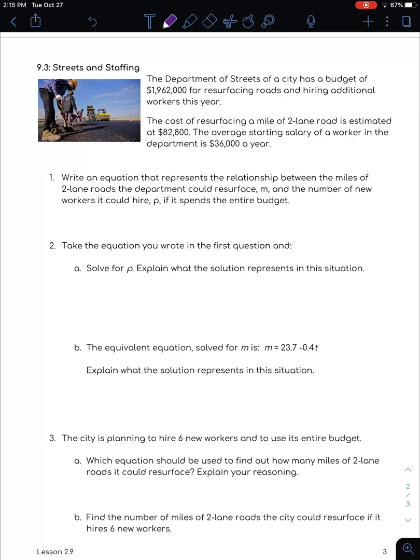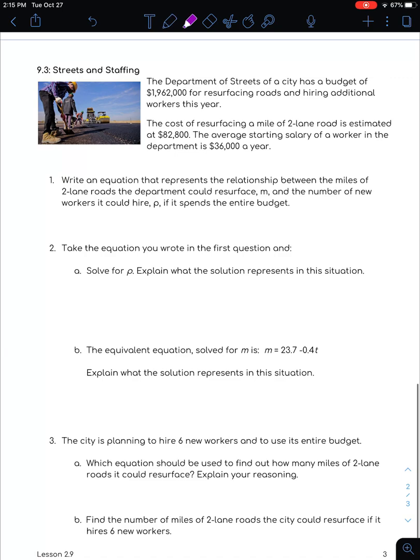The Department of Streets of a city has a budget of $1,962,000 for resurfacing roads and hiring additional workers this year. The cost of resurfacing a mile of two-lane road is estimated at $82,800. The average starting salary of a worker in the department is $36,000 a year. Number one, write an equation that represents the relationship between the miles of two-lane roads the department could resurface, M, and the number of workers it could hire, P, if it spends the entire budget.